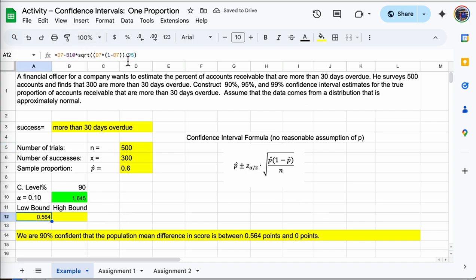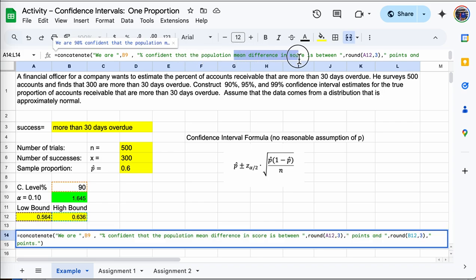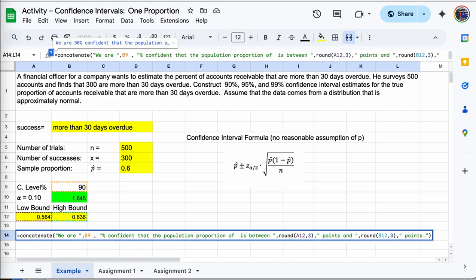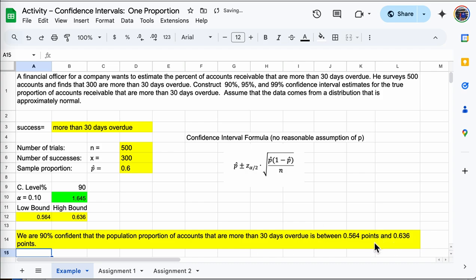As we've done over and over again, when it comes to confidence intervals, it's the same expression, change minus to a plus. So we are 90% confident that, now I'm going to change the context here, the population proportion of accounts that are more than 30 days overdue is between this and that.